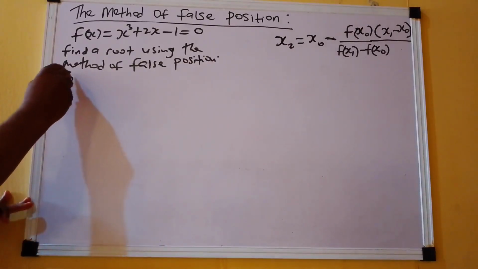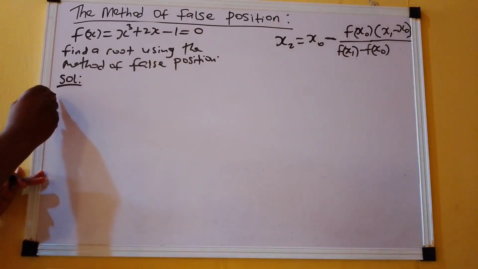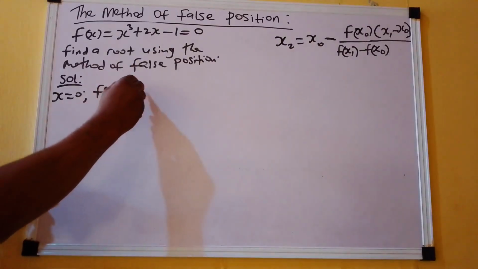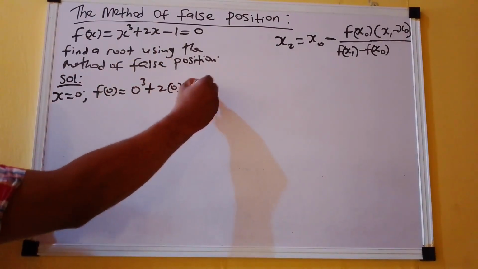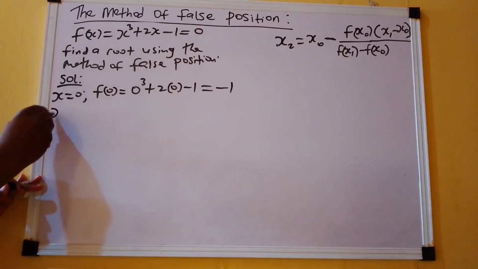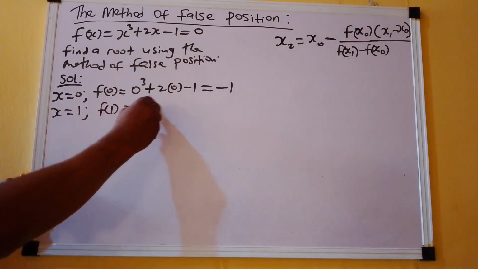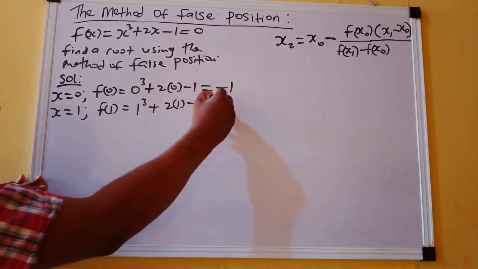Now let us look at the solution. The first thing is we need to choose our two points x0 and x1 such that f of x0 and f of x1 are opposite in signs. Now let's start from x equal to 0. When x equals 0, f of 0 will be equal to 0 raised to the power 3 plus 2 into 0 minus 1. This will give us minus 1. Then let's take the second value, x equal to 1. Now f of 1 will be equal to 1 raised to the power 3 plus 2 of 1 minus 1. 2 times 1 is 2, plus 1 is 3, 3 minus 1 is 2.